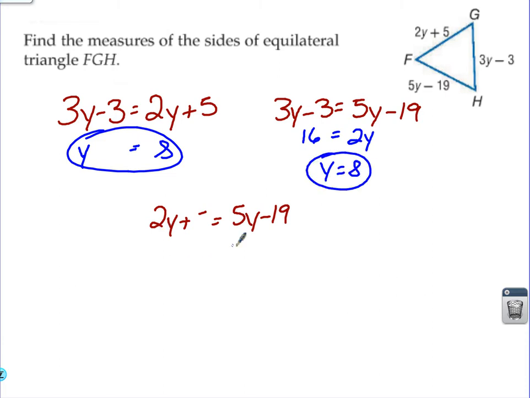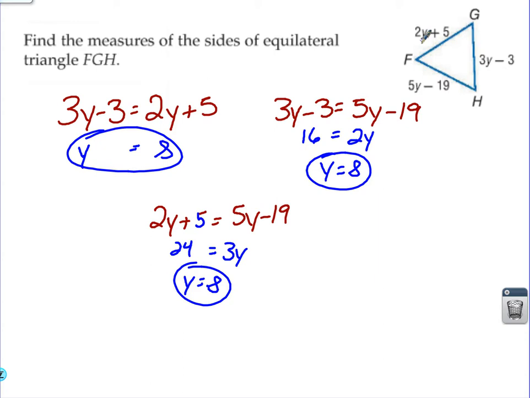Move 2y over here, what's that supposed to be? 5. Move 2y over here, you get 3y. Move 19 over here, you get 24, and y equals 8. So to make a long story short, y equals 8. Set it up any of the ways that you want to. Now, if you set it up 2 different ways and got 2 different answers, something's wrong. y is 8. Now let's test it.